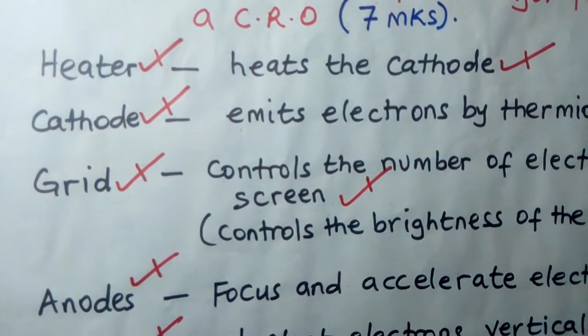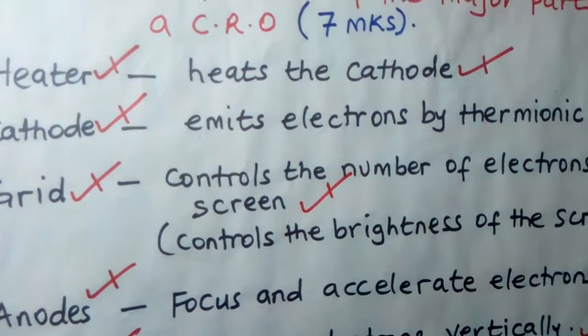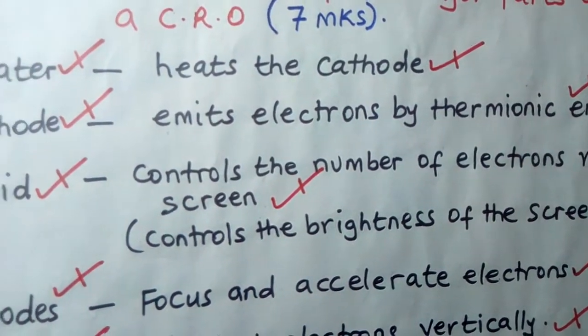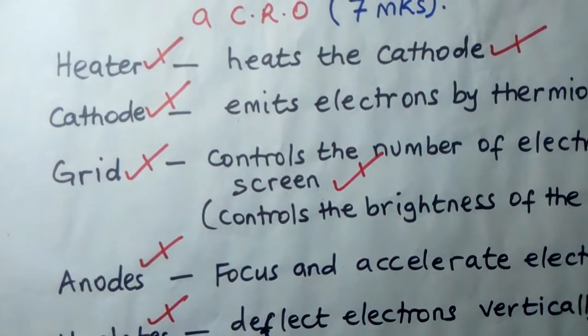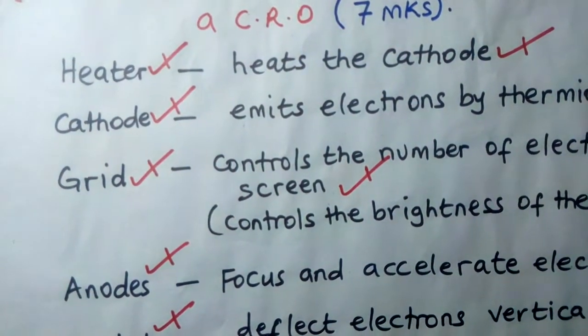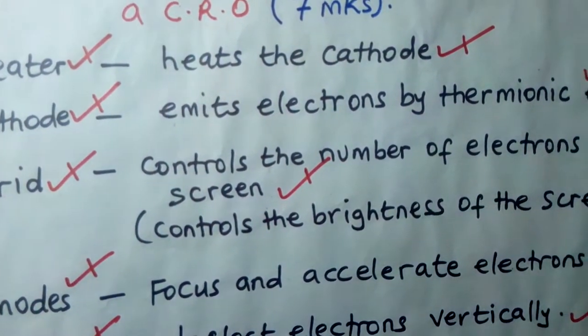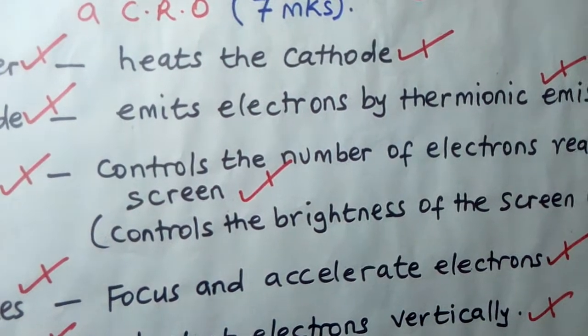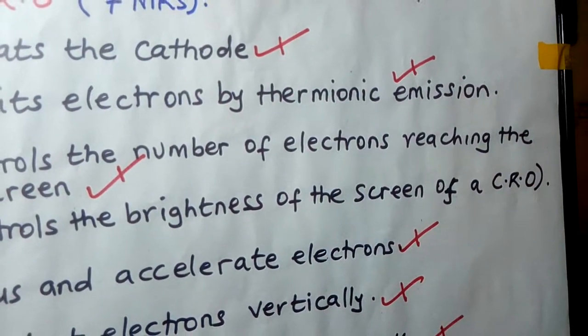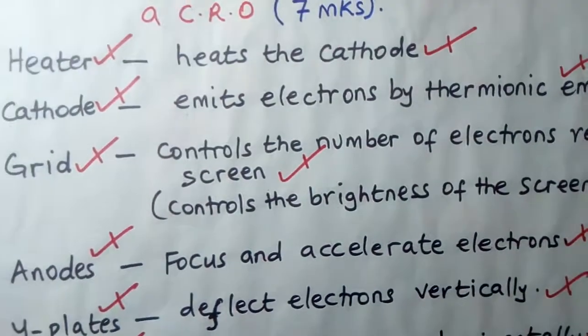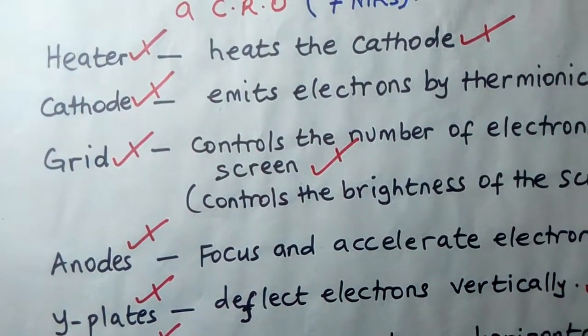The heater is one of the major parts. Its work is to heat the cathode. Very easy to remember. Heater, heating. The cathode is another major part. Its work is to produce electrons, to emit. So the cathode emits electrons by a process called thermionic emission. We have summarized the uses and the parts.